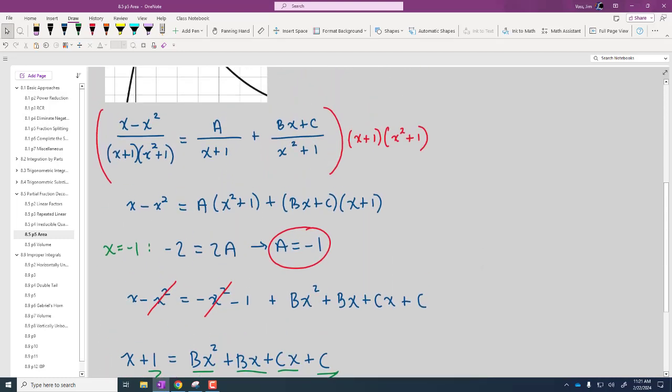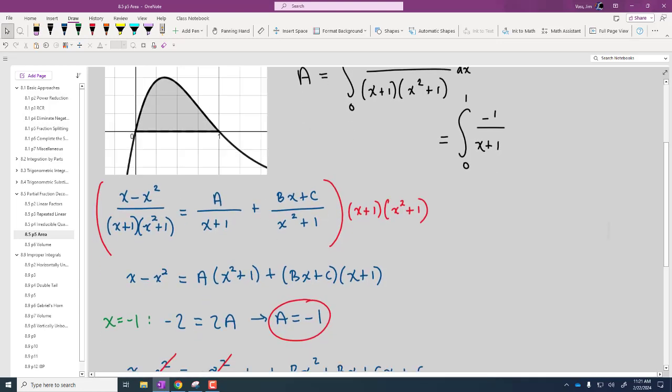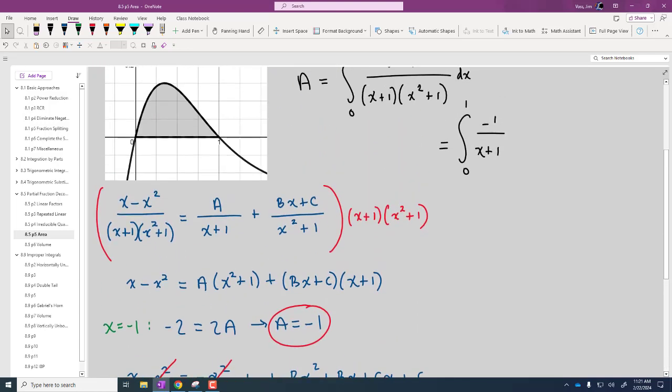All right, so now we can rewrite this integral. So -1 divided by x plus 1. And then we had bx plus c, b is 0, so 0x, so just a 1. Oh, that simplifies pretty nicely, actually.